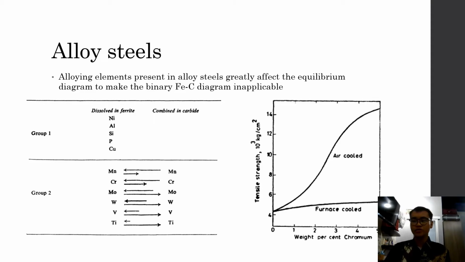The contribution of the elements to the overall strength of an alloy steel by strengthening the ferrite is very small compared to the contribution by changing the structure when the steel is heat treated. This is shown in the figure on the right for chromium iron alloys of low carbon content, which shows that air-cooled chromium iron alloys tend to have a much higher tensile strength compared to the furnace-cooled or annealed steels.